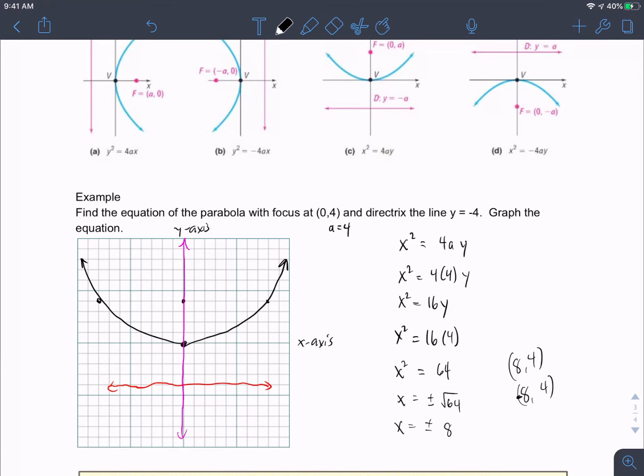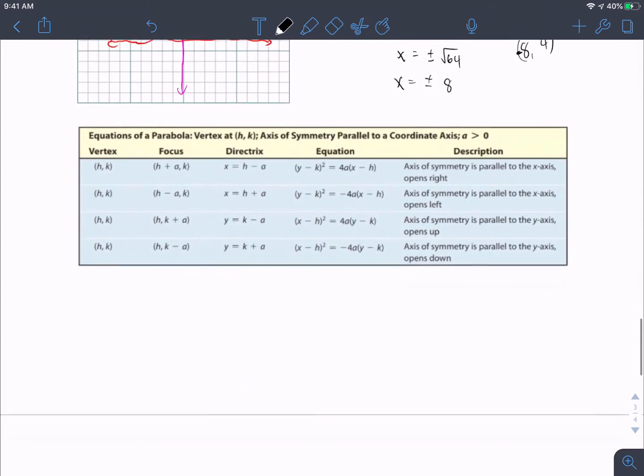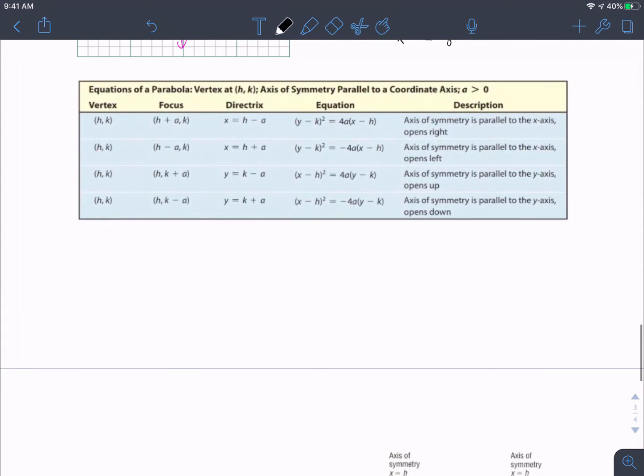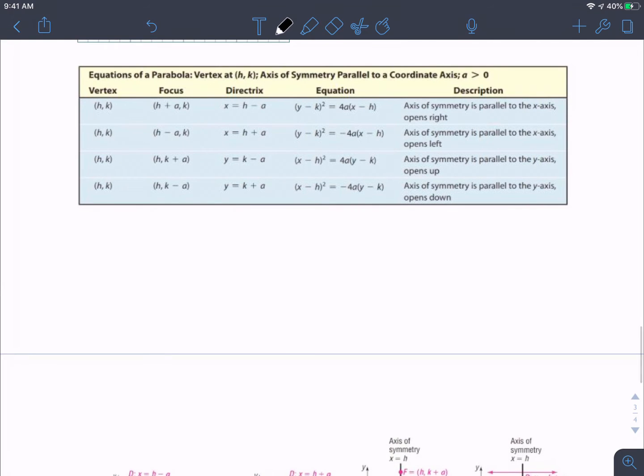Now, so far all of the equations that we've done or graphed have been going through the origin. But what happens if we're not at the origin? And this is it. This is the table for you to look at. So if our vertex is at (h, k), we see that there's going to be some shifts. And here's the breakdown of it. You can go ahead and pause if you'd like to write this down. But this is what it's going to be.